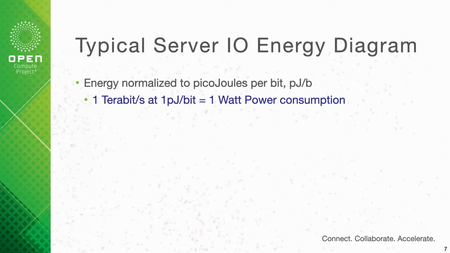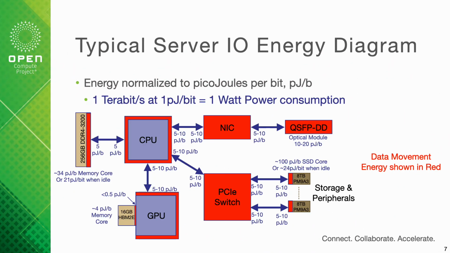So that's just the basic equation. So I've drawn this diagram. You can see that we've got data movement in energy is shown in red. So all of the I/Os that are going on, obviously things like NICs and PCI switches often are just I/O handlers. But I want to emphasize a few specific pieces here.